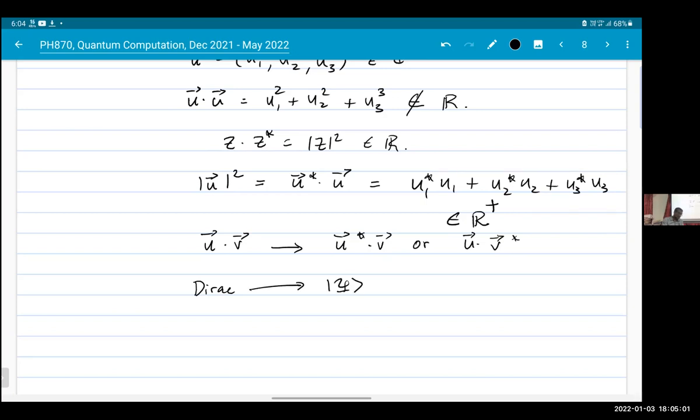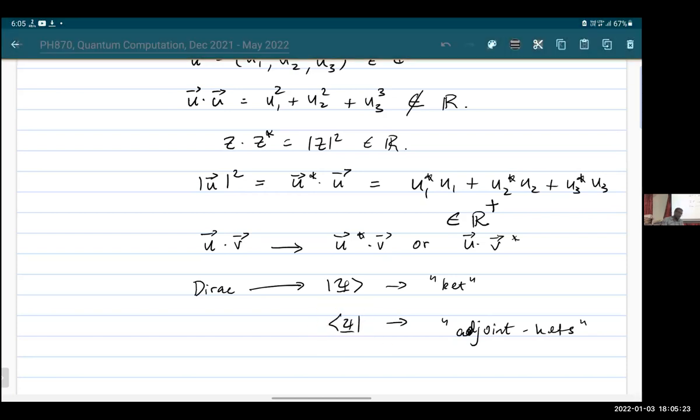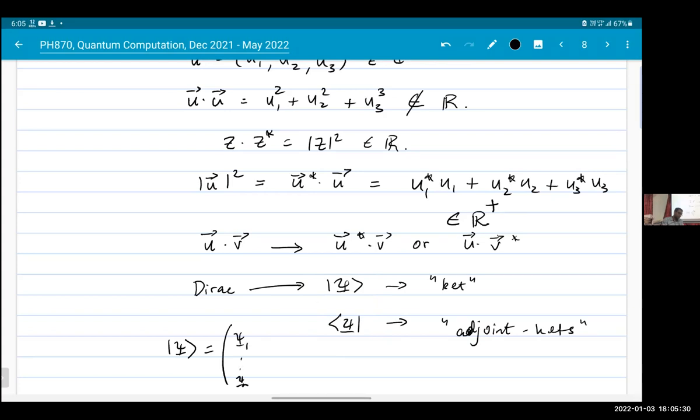The kets and the bras, or we can call them the adjoint kets. That is what I'll refer to them from now. Adjoint kets. What is the relationship between these two? You can think of a ket as a column vector and an adjoint of this as a row vector with a complex conjugation coefficient. Right? So it is transpose complex conjugate. Okay?